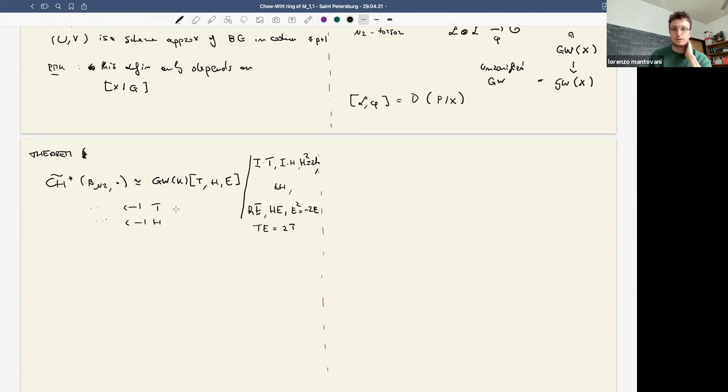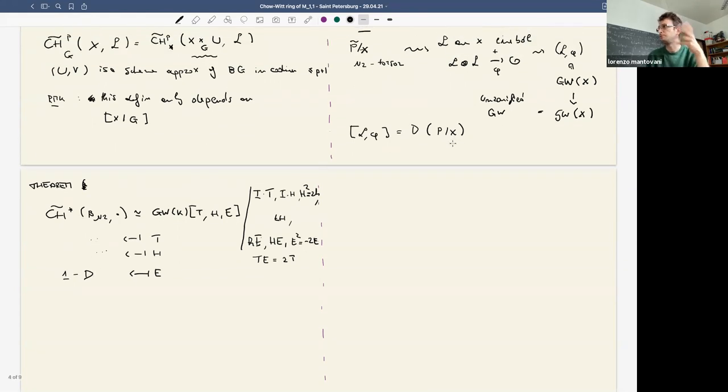So we are dealing with stuff which is GM equivariant over a point. So all these rings are algebras over the Grothendieck-Witt ring of BGM. So T and H are always forced. The only thing that I have to say is what happens to E, and E goes to 1 minus D, where D is the class D that I defined before applied to the universal torsor.